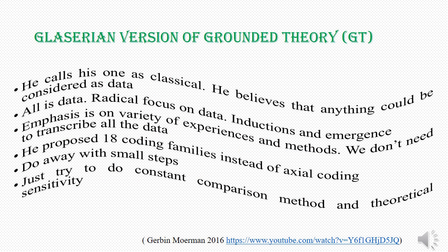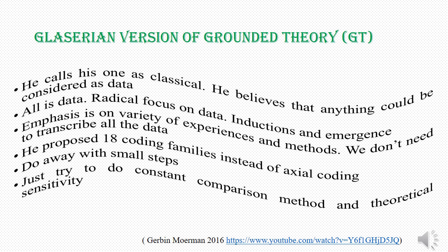Okay, let's talk about Glaserian version of the grounded theory. He calls his grounded theory version classical. He believes that anything could be considered as data. The famous quotation: all is data. Radical focus on data, induction and emergence. Emphasis is on variety of experience and methods.